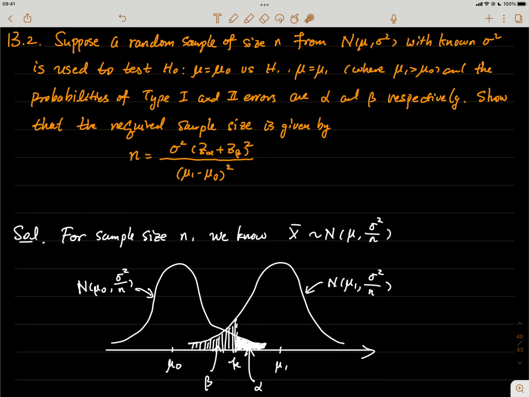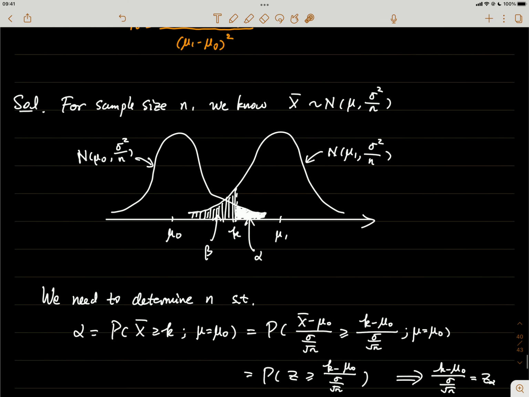Now to make sure that the type 1 and type 2 errors have probabilities alpha and beta, that means alpha is the probability that our sample mean falls into the critical region when H0 is true. H0 is true means that mu equals mu 0. So what is the probability that this happens? This happens means that X bar is following this distribution, but still it falls into this area.